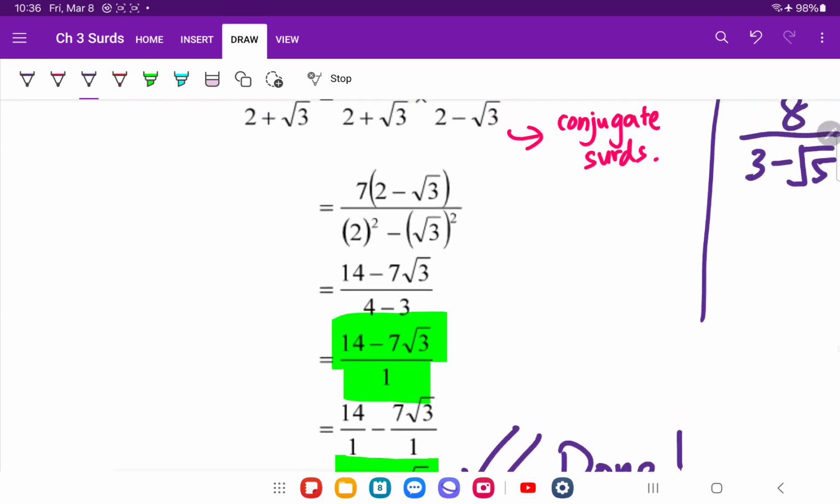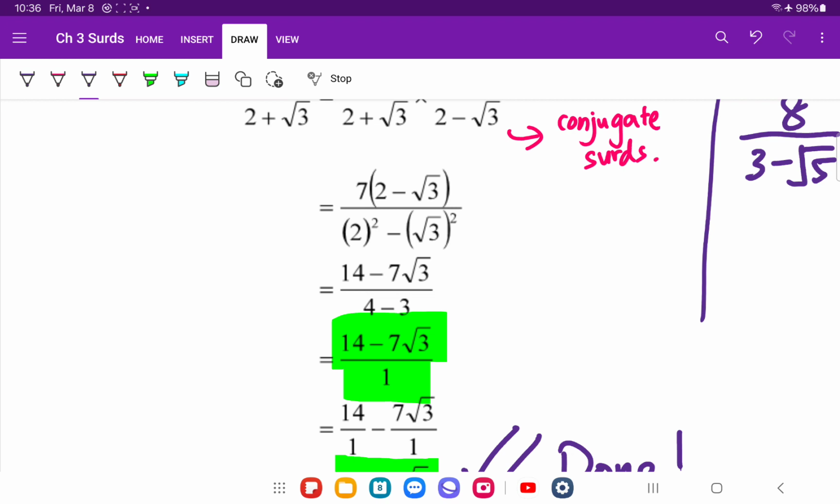Yes, later on you will see some questions, right? The answer will become something like, let me show you. Later on, some of our answers may be half square root 3 plus 7 over 2, maybe. But you will notice that the denominator doesn't have surds. Okay, and this is a correct answer. We will experience that later.